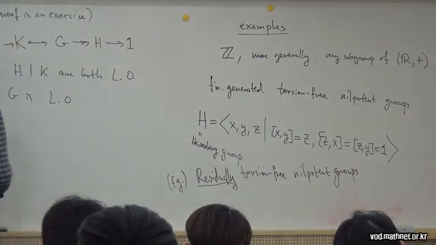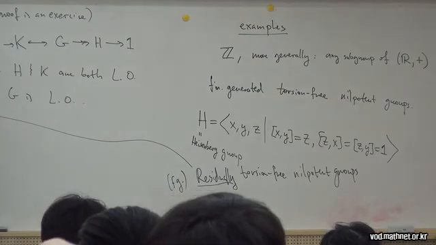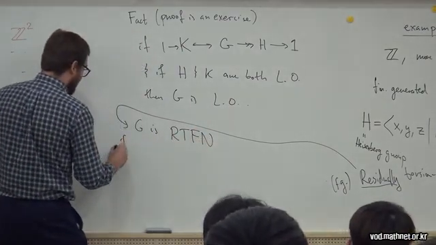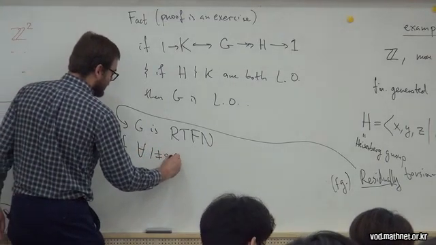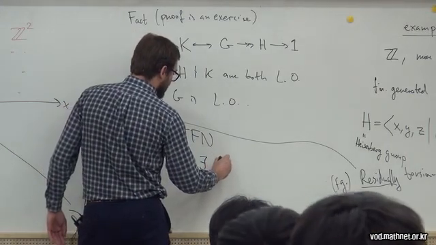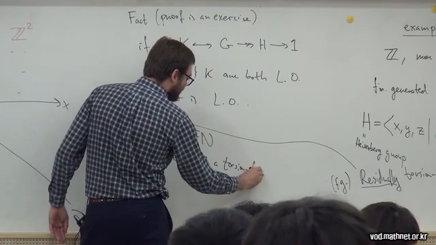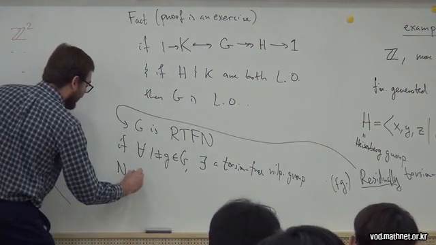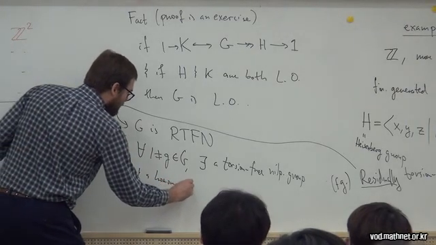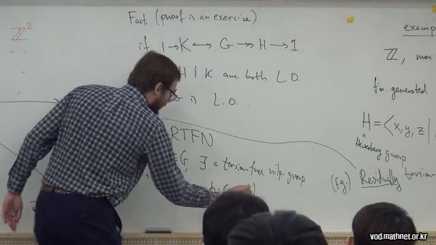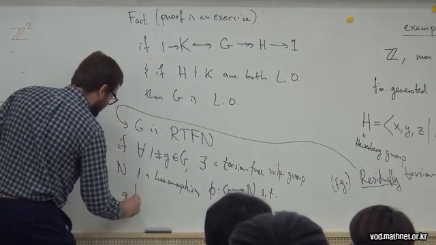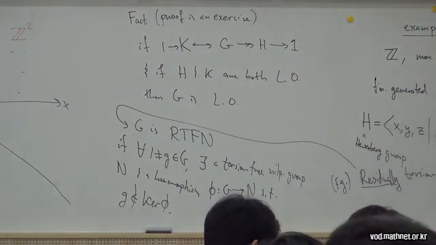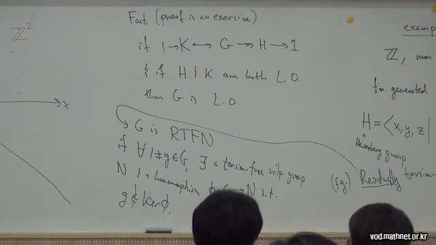So what this means is that G is, I'll write RTFN, residually torsion-free nilpotent, if for all non-identity elements g in G, there exists a torsion-free nilpotent group N and a homomorphism phi from G to N such that g is not in the kernel of phi. So that means that the variety of residually torsion-free nilpotent groups detects non-triviality in the particular group under discussion.